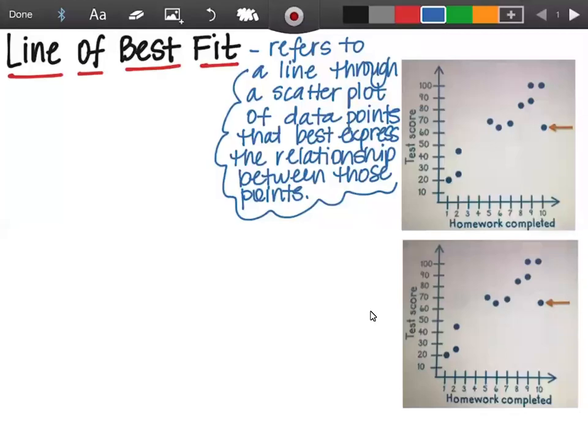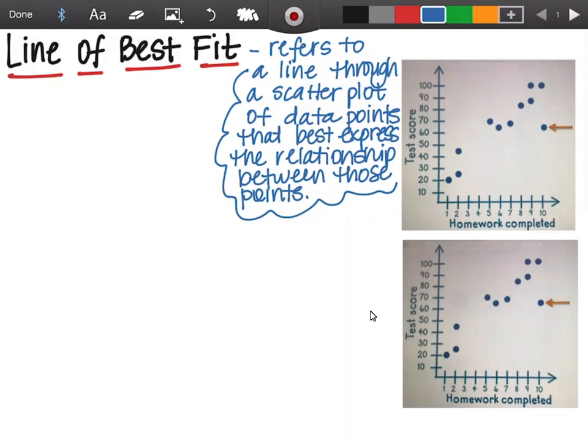Today we are looking at line of best fit, which refers to a line that goes through a scatter plot of data points that best expresses the relationship between those points. When we're looking at this graph to the right, they're the same graph, but this graph is talking about test scores and homeworks completed.